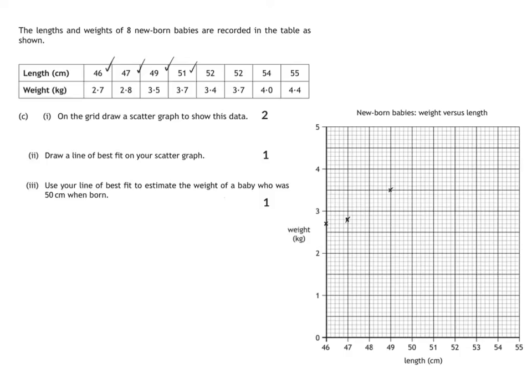So for 51 it should be 3.7, which is in fact up here, not where I had it to start with. We have a 52 that's 3.4 though, which was where I had that one. We have a 52 that's 3.7 as well, in there. We have a 54 up at 4. And we have a 55, which is at 4.4. So there we have it.